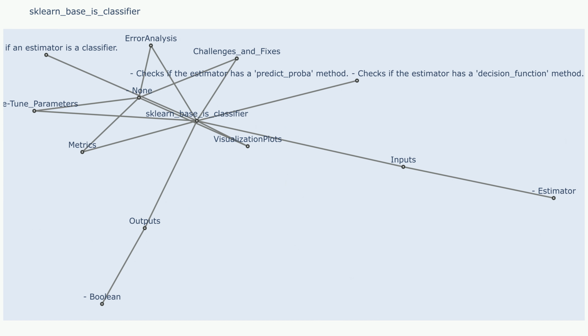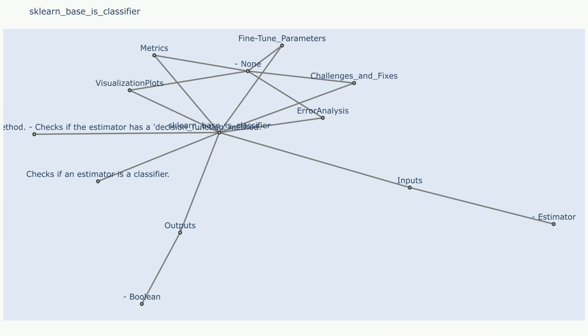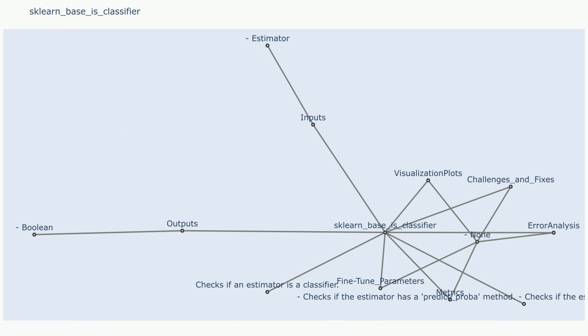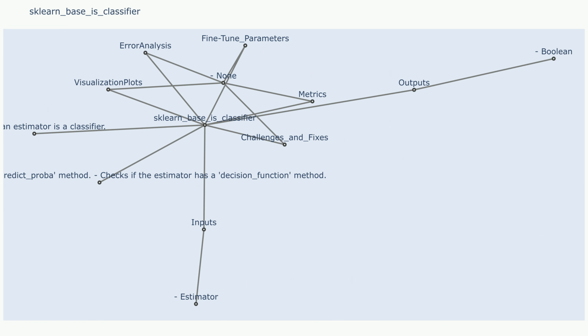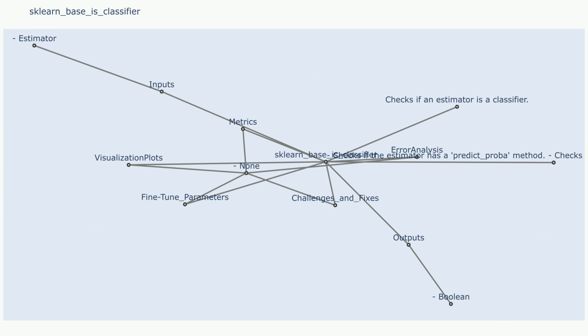Challenge 2: custom estimators without classes_ attribute. Sample use case that resulted in challenge 2: creating a custom estimator that performs classification but does not include the classes_ attribute. Fixes to challenge 2: ensure that your custom estimator implements the classes_ attribute if it is intended to be used for classification. This allows is_classifier to identify it as a classifier.